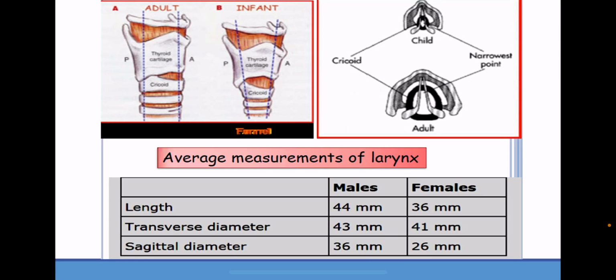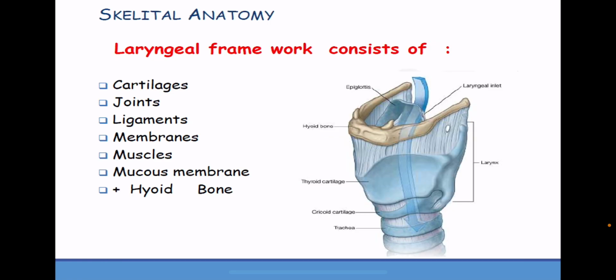And here we are seeing the average measurement of the larynx between male and female. The length in male is 44, for female 36. Transverse diameter for male 43 and for female 41. Sagittal diameter for male 36 millimeters and for female 26 millimeters.